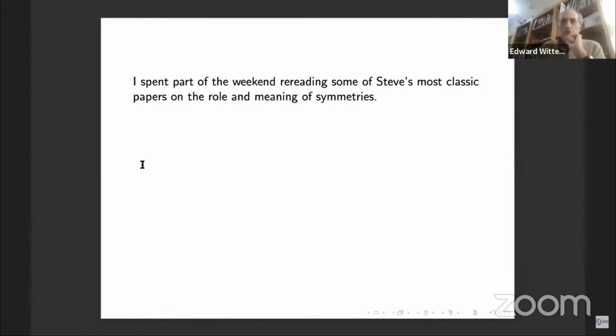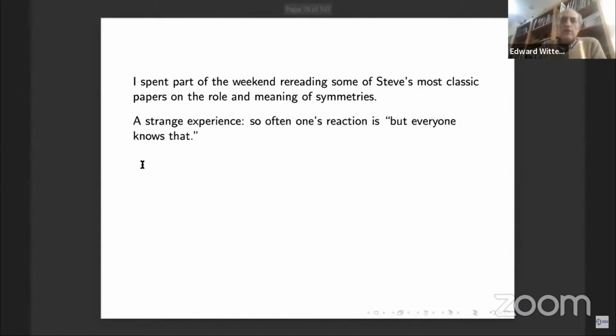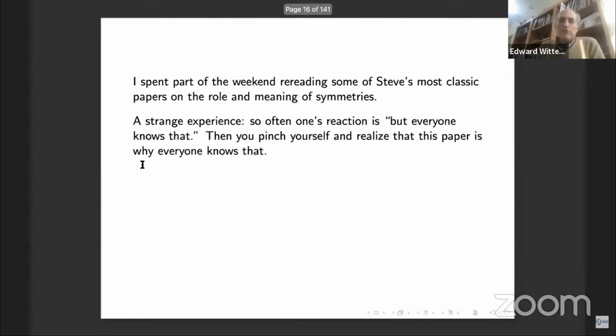Now, I spent part of the weekend rereading some of Steve's most classic papers on the role and meaning of symmetries, trying to think about the best way to approach this lecture. It's a strange experience, because often your reaction when you read something is, but everyone knows that. Then you have to pinch yourself and realize that this paper is why everyone knows that, or where everyone knows it from.